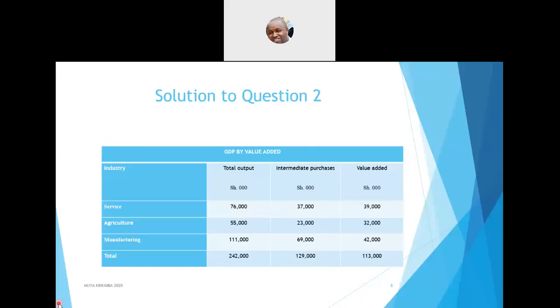That brings us to the end of the value added approach to national income. In our next video, we'll look at other concepts in national income and also the income approach to national income.